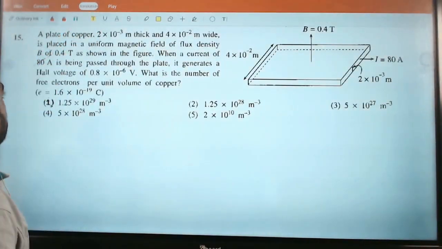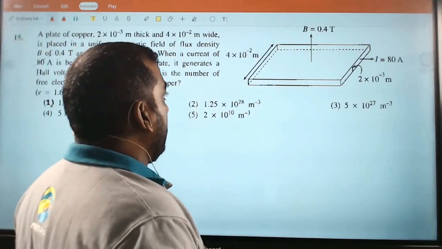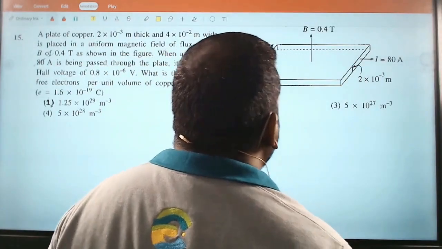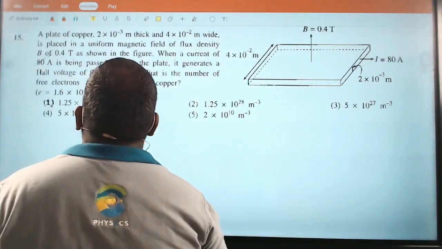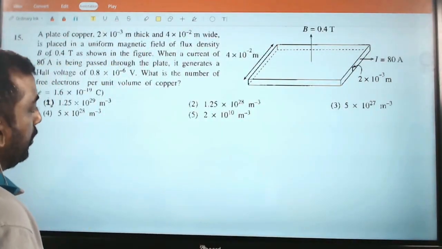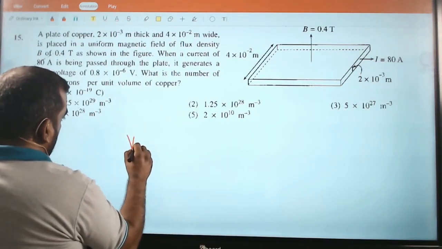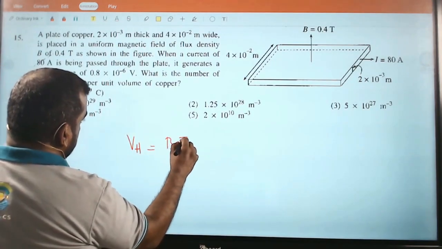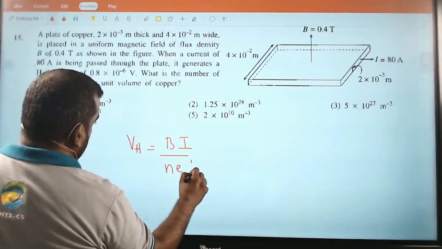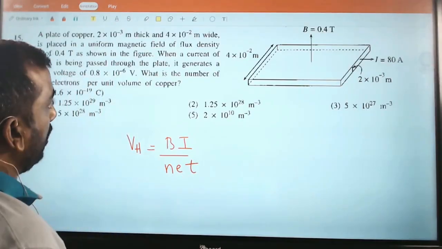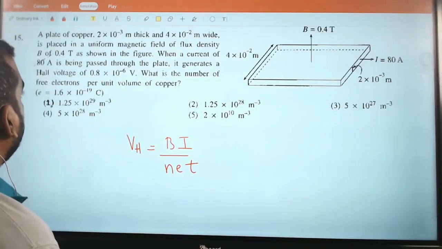Question number 15. A plate of copper, 2 10 to the power minus 3 millimeters thick and 4 10 to the power minus 2 wide. Current 80 ampere is passed through. Right. What is the number of free electrons per unit volume? Hall voltage is generated.